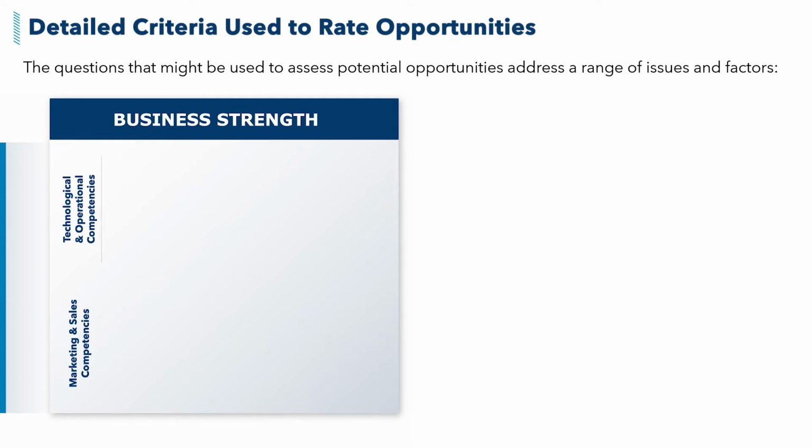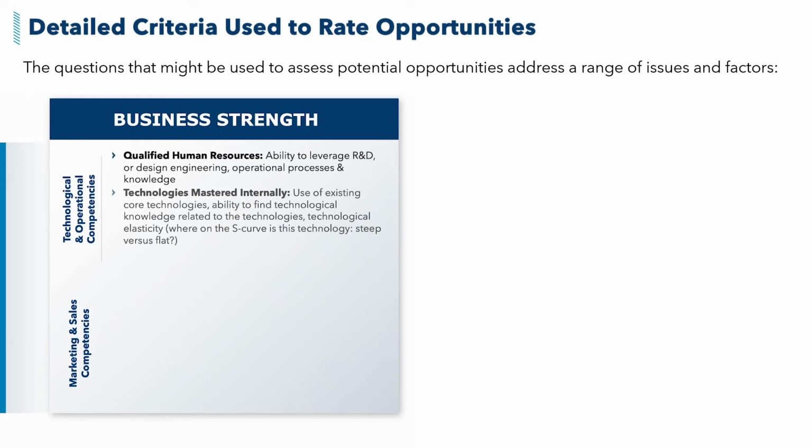The technological and operational competencies involve qualified human resources and technologies mastered internally and uses existing equipment. Qualified human resources has the ability to leverage R&D or design engineering and involves operational processes and knowledge. Technologies mastered internally involves the use of existing core technologies with the ability to find technological knowledge related to the technologies. Existing equipment provides the ability to leverage current equipment and assets.